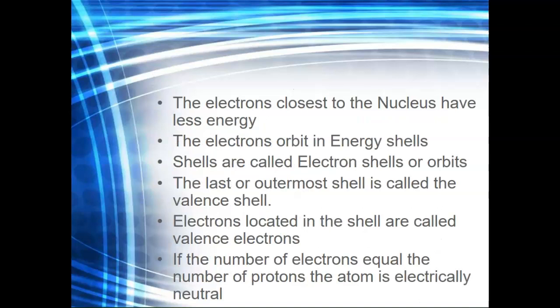So the electrons closest to the nucleus have less energy. The electrons orbit in energy shells that are called electron shells. The last or outermost is called the valence shell, and the valence shell are the ones we like to play with. If your atom has the same number of protons, neutrons, and electrons, it is electrically neutral. However, there are ways to break that bond.